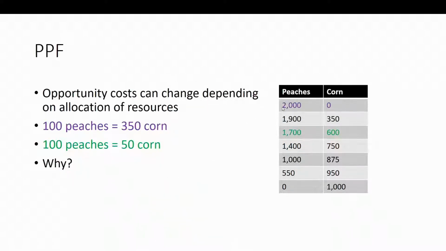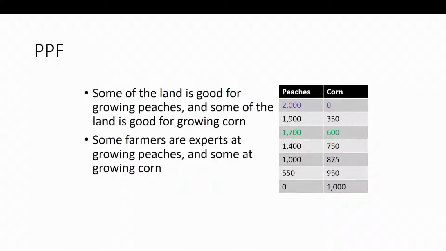So if you notice up here, we said the opportunity cost of going from 1,900 to 2,000 was 350 corn. But the opportunity cost of going from 1,700 to 1,400 was only 50 corn. What is going on? Why do we see a difference here? Well, we can explain it pretty simply: some of the land is really good for growing peaches and some of the land is really good for growing corn.